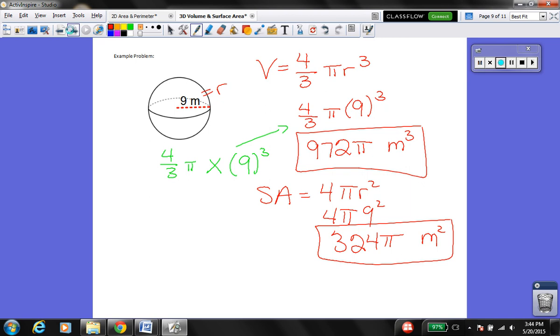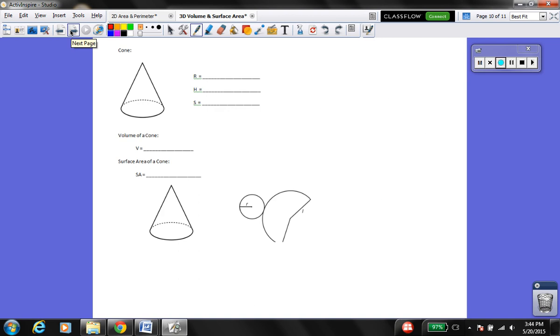Now, the last one we're going to talk about is the cone. How in the world am I going to be able to figure out the volume and the surface area? First, we're going to look at the 3 different variables. We have the radius, we have the height, as well as the slant. Mark them. This is the radius, the height, and now the slant is the distance from the very tip of the cone all the way down to the very bottom, or one side.